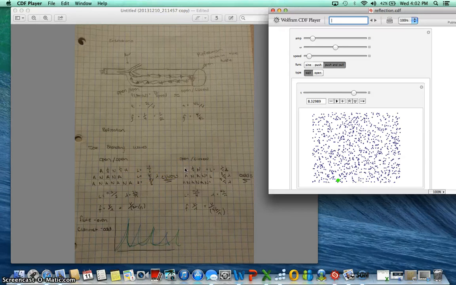With open-closed, it's different. Open A, N closed, we can calculate that by A-N, which is a fourth, so it'll be 1 lambda over 4.